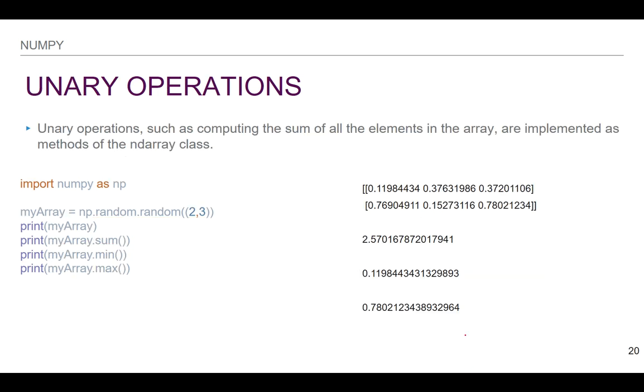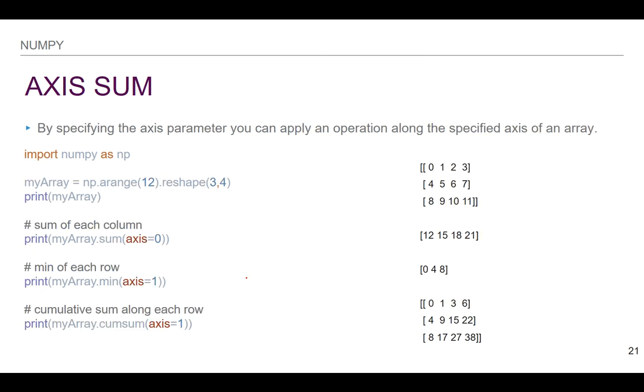Unary operators or operations are those that are performed on the whole array, such as sum, minimum, maximum. And here's an example: a randomly generated array, and then sum, min, and max are computed. Sometimes we like to do the sum of a column, the sum of a row, or find the minimum or maximum of a row or column. So these operations are very useful.